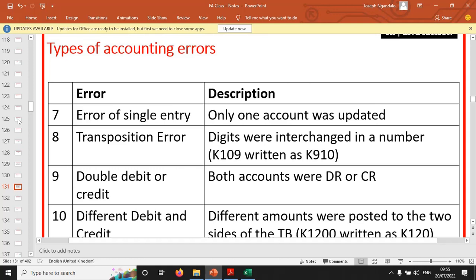Okay, double debit, double credit means both accounts were either debited or credited, right? And of course, to correct this problem, you have to multiply the figure by 2. Don't forget that. And then lastly, different debit and different credit.